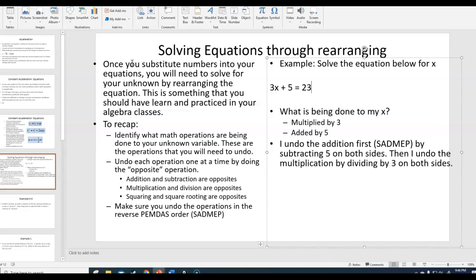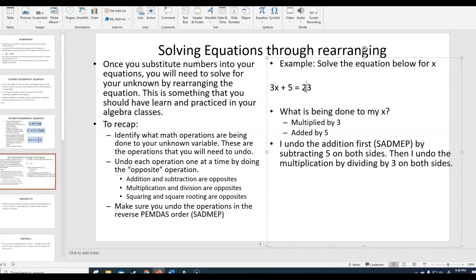Okay, so the order is this. You should have learned about PEMDAS in the past, the order of operations. We're basically going to do PEMDAS backwards. Okay, we're going to use what I call SADMAP. SADMAP would be subtract, add, divide, multiply, exponent, parentheses. And SADMAP tells us the order that we should use in order to undo mathematical operations to solve for our unknown.